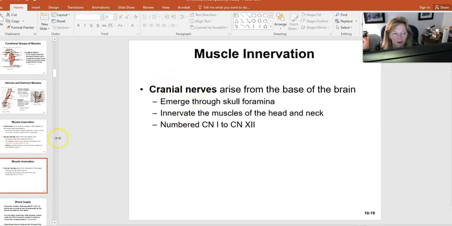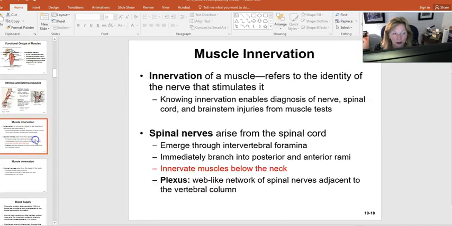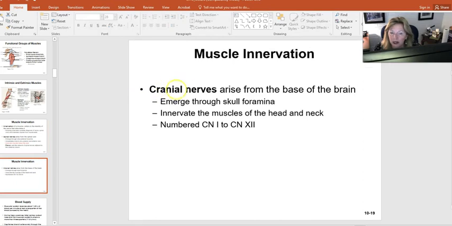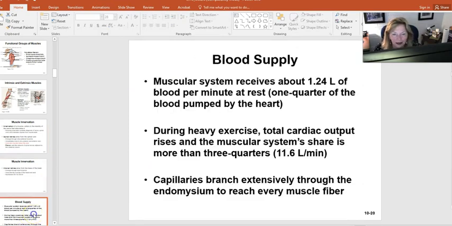So when we think about these nerves, we know that there are spinal nerves that are coming off of the spinal cord that innervate anything below the neck, and there are cranial nerves that are going to innervate the neck and above the neck, so in the head.